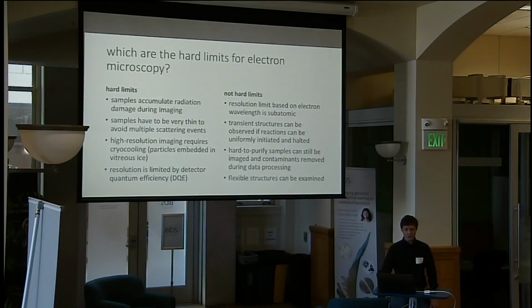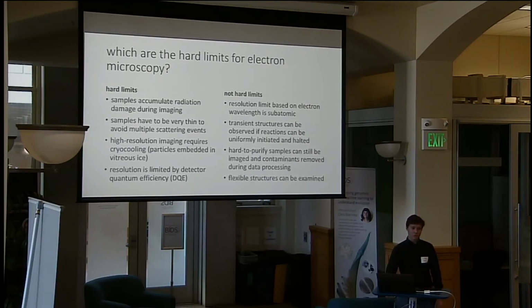And so some of the limits we're up against, most of them are in the sample preparation area. We're looking at things like how fast you can cryofreeze and preserve most of the motion and orientations and conformations that we're interested in looking at.